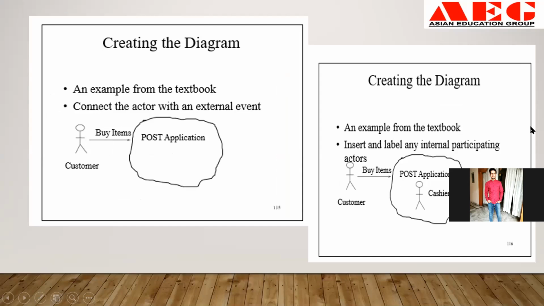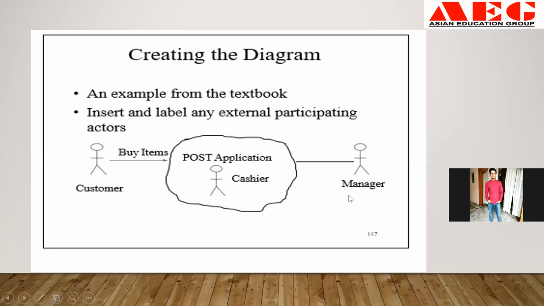An example from the textbook: insert and label any internal participating actor. Buy items from whom? POS application means the cashier will take the money and give you the items. So creating a complete diagram is what? Customer buys items, POS application to the cashier. Cashier will submit the cash to the manager, or the cashier will be managed by a manager. So this is actually creating the diagram. How are we creating a diagram? Using the internal and external items.